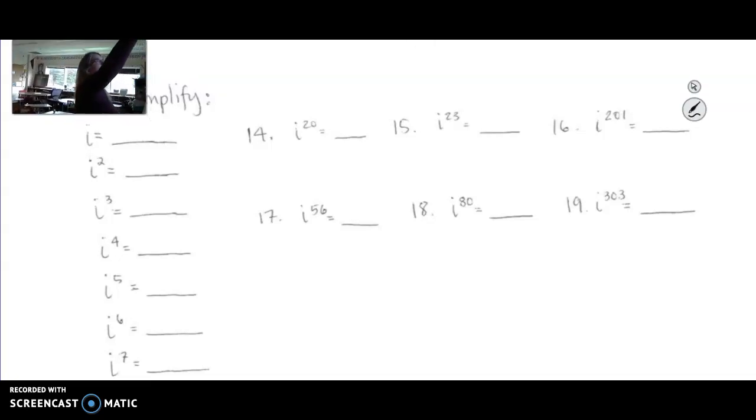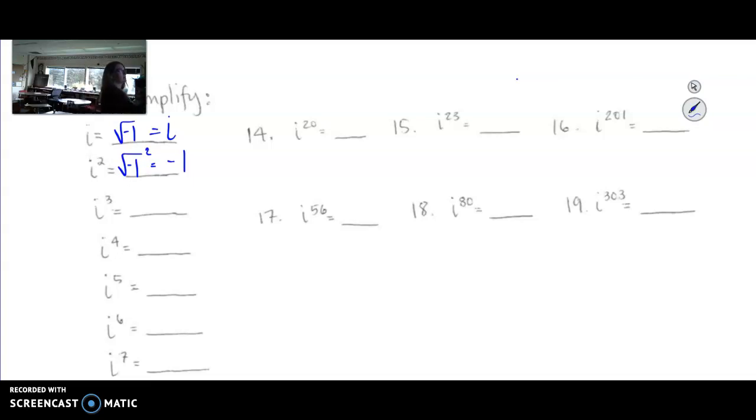This is part 3 of the videos associated with complex numbers. So if you've seen the other videos, hopefully you know that i is the square root of -1, and we just call it i. When I square this, the square root cancels out the square, and I'm left with just -1. So i squared is -1.